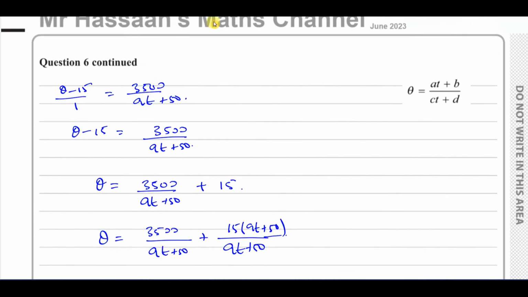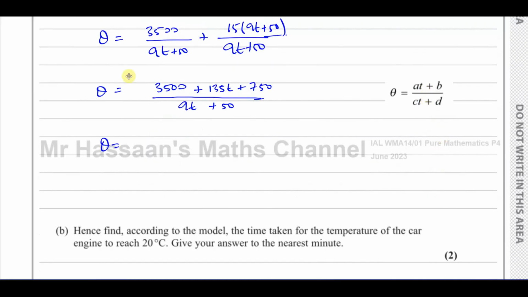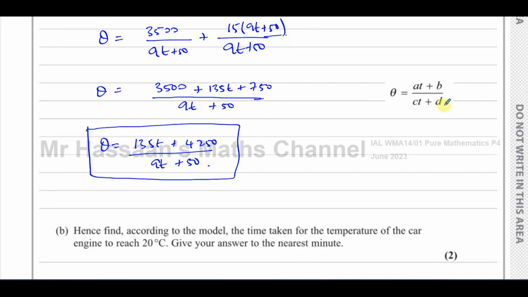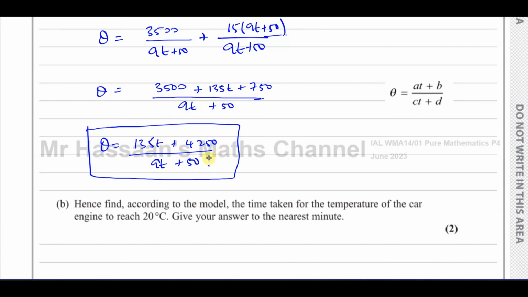So let me bring that down. I want the t's first. Let's just write it in exactly the same form that they want. So we have theta is equal to 135t plus 4,250 divided by 9t plus 50. So that's what we had to show. So we found this in the right form. They are integers, as we said they should be, and everything is in the right place. Worked out fine. So that's good. That's the answer to part A.